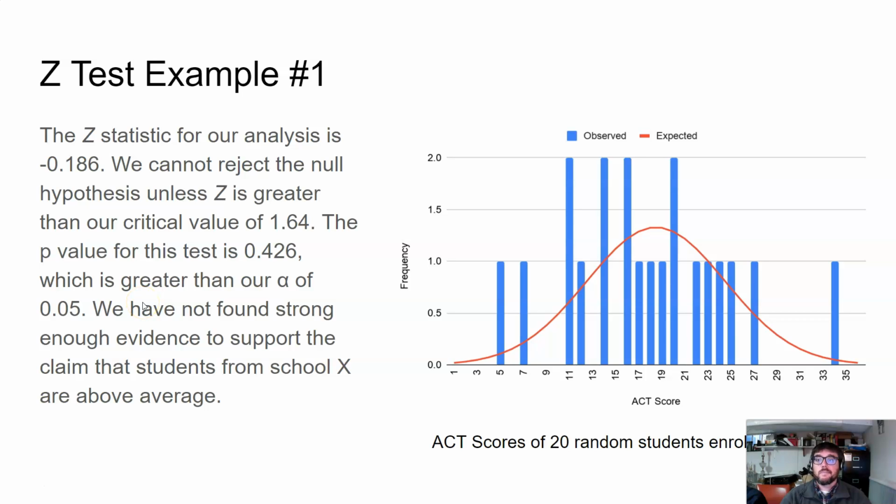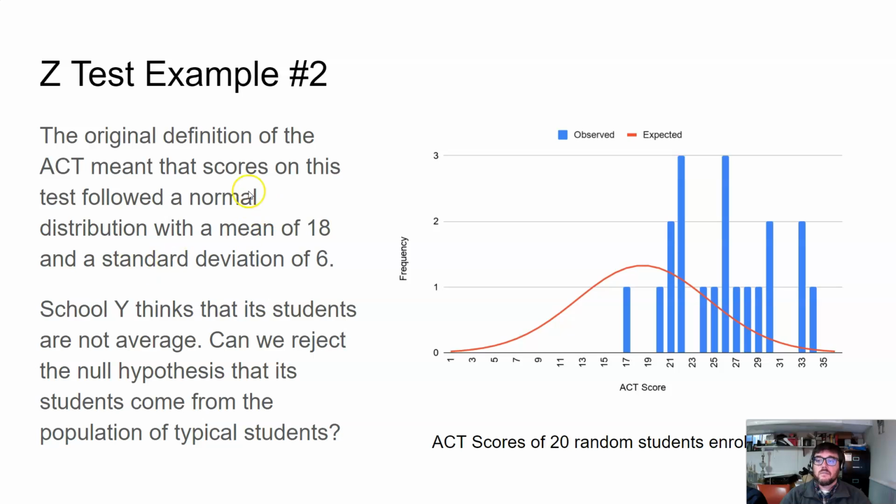Let's do another example. Once again, we're talking about ACT scores with a mean of 18 and a standard deviation of 6. They scale the scores before they release them, so that's how we know what the population mean and standard deviation are. So now we've got students from a different school. And they're not making any claims about good or bad, but they do think that their students are not average students. And so what we're looking to do is reject the hypothesis that these students from school Y come from a normally distributed population with a mean of 18 and a standard deviation of 6.